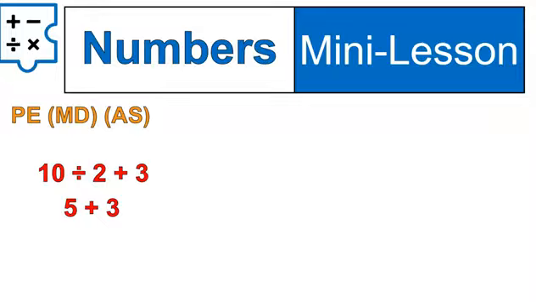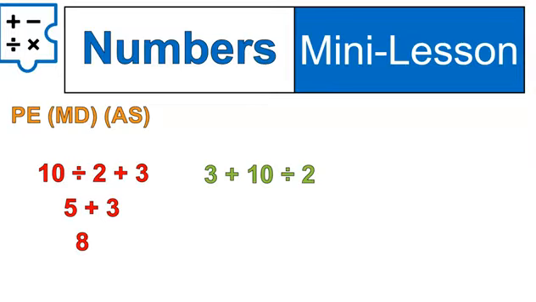10 divided by 2 is 5. Now all we have left is addition, so we'll just add those numbers. I want to show you another question that looks different, but really is exactly the same thing. Because with this one, we're going to do the division first, then the addition.